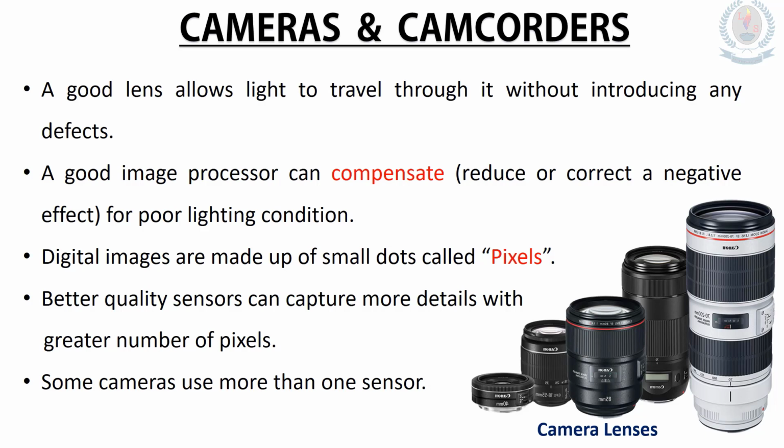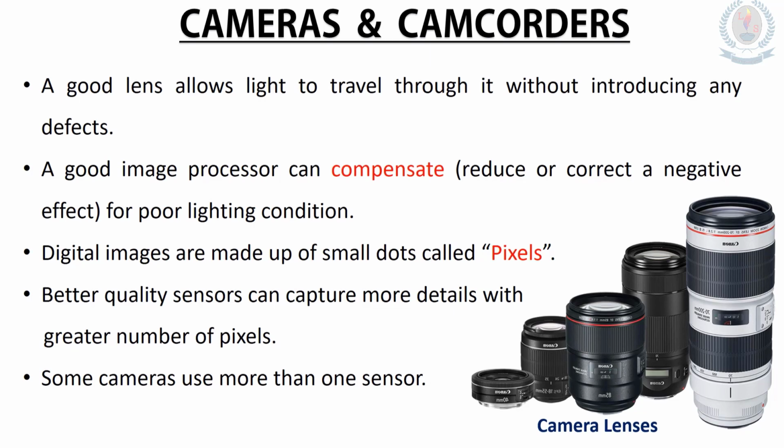Usually, digital images are made up of small dots called pixels. Better quality sensors can capture more detail and produce images with a greater number of pixels. The sensor resolution of a camera is expressed as the number of pixels that can be captured. Nowadays, cameras use more than one sensor in order to capture better quality images. These sensors are dedicated to a different color or specific wavelength of light.